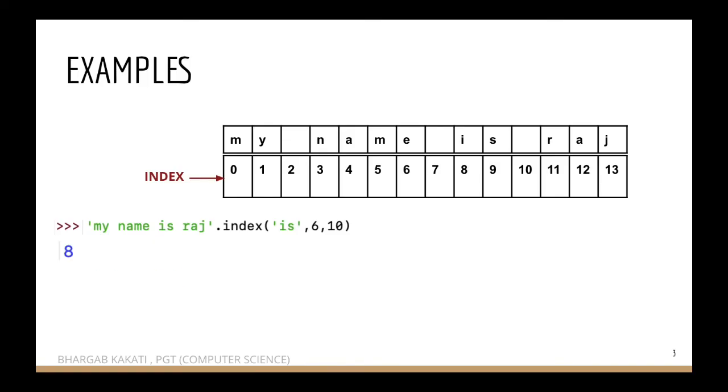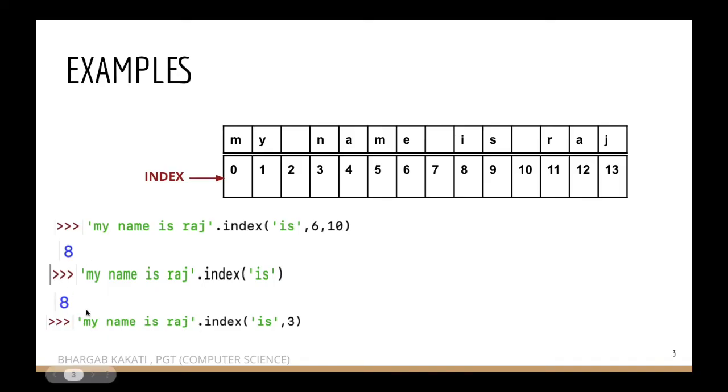Alright, let's take another example. If I write my name is Raj dot index, and then within bracket if I write is, here I have not specified any index. If I do not specify any index, it will scan the entire string starting from the left towards the right. And after scanning, will it find this particular substring? Yes, it will find at index number 8. Therefore, it will return the result as 8.